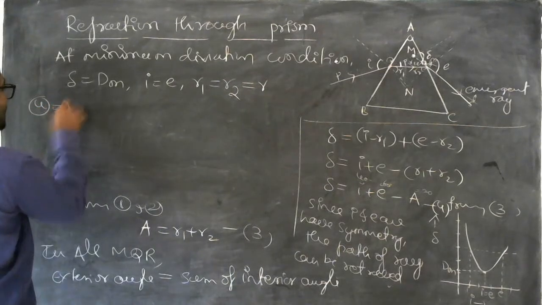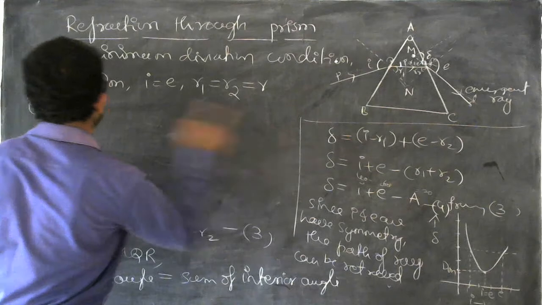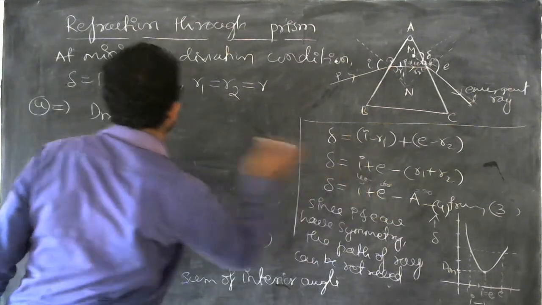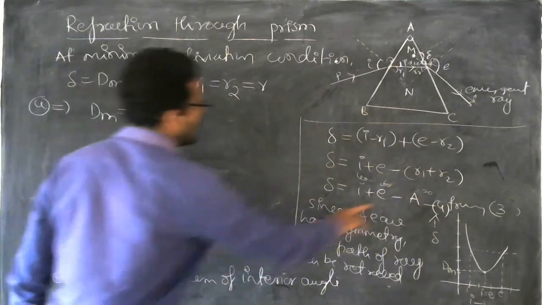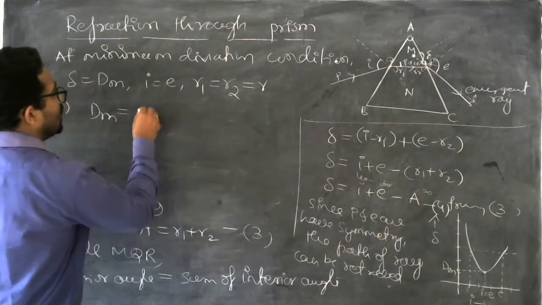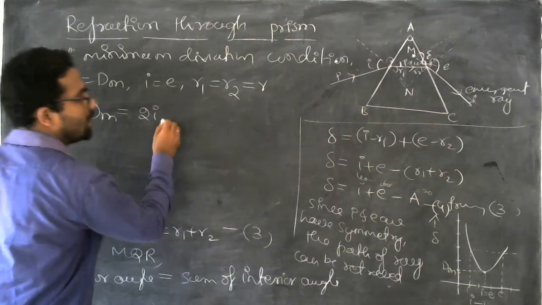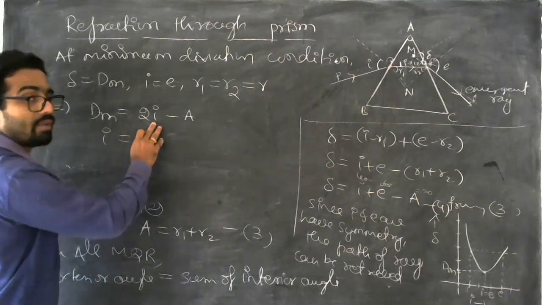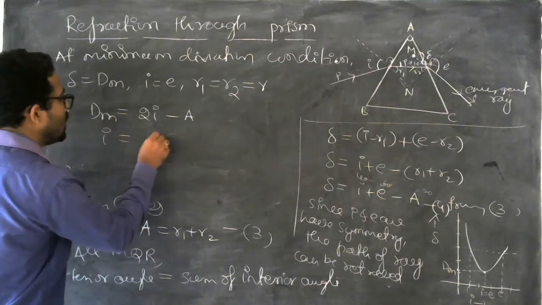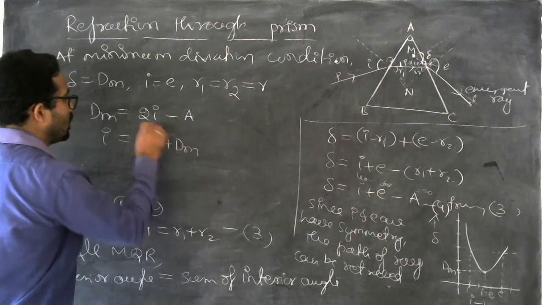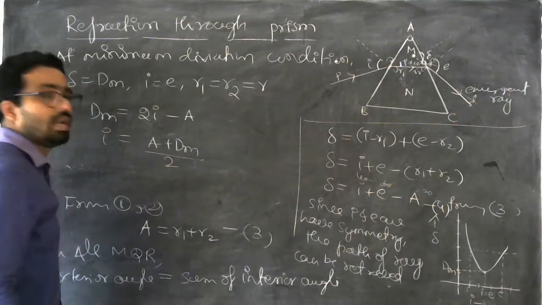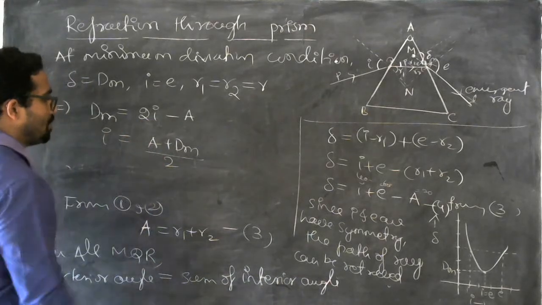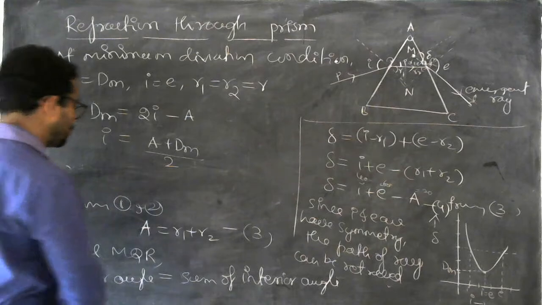Now 4 implies delta, which is dm, is equal to I plus E. Let me write I in the place of E also, so 2I minus A. So I is equal to (A plus dm) divided by 2. Now we got the value for I.